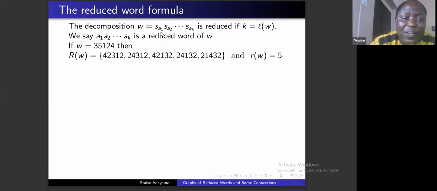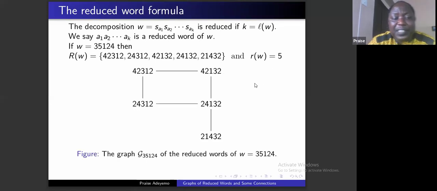For example, take the permutation in S5, 3 5 1 2 4. It has 5 reduced words. This is a reduced word, and I can use a commutation on 3 and 1 here. I can swap them and that will give me this one. There is no braid relation here, I only use the commutation. But using commutations, I can realize 5 reduced words. So we say that this permutation 3 5 1 2 4 has 5 reduced words.